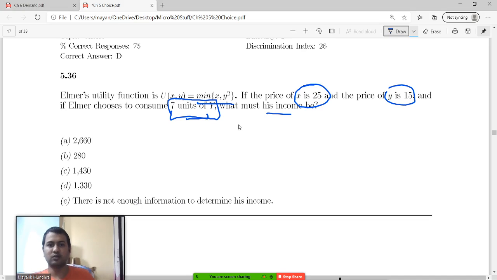So now that I know the bundle, what must his income be? So x is 49, y is 7. So 49 into 25 plus 7 into 15. Whatever that is, you do the calculations. I am guessing it should be 1330. I do not know, but the math part you can manage.